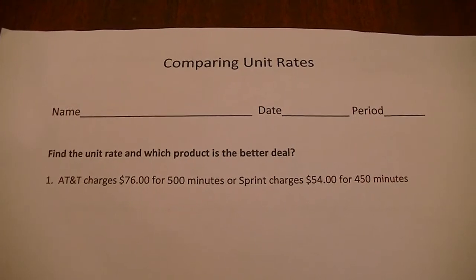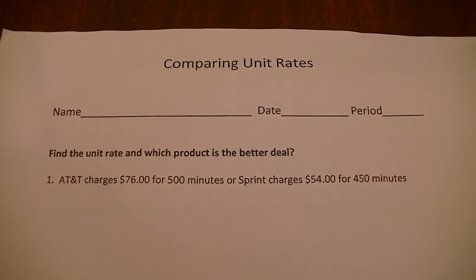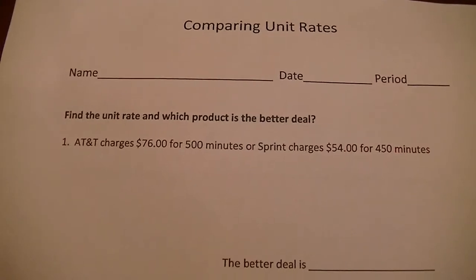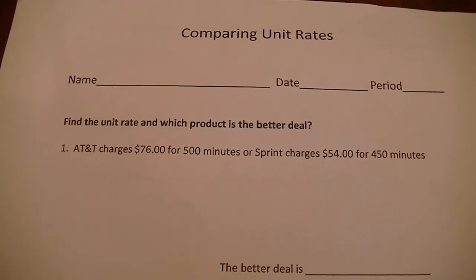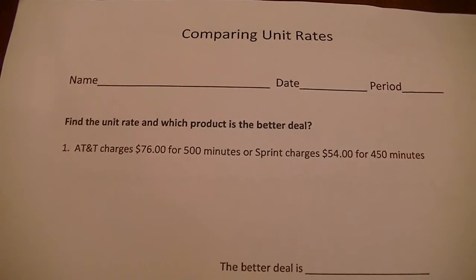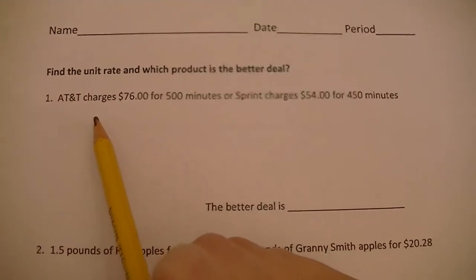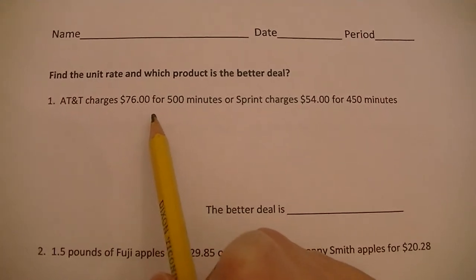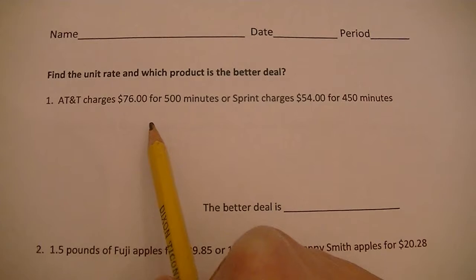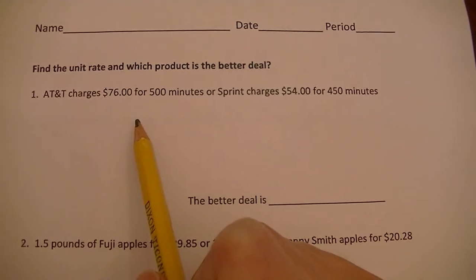This video will show you how to complete the problems on the Comparing Unit Rates worksheet. So the directions say, find the unit rate and which product is the better deal. Number 1, AT&T charges $76 for 500 minutes, or Sprint charges $54 for 450 minutes.